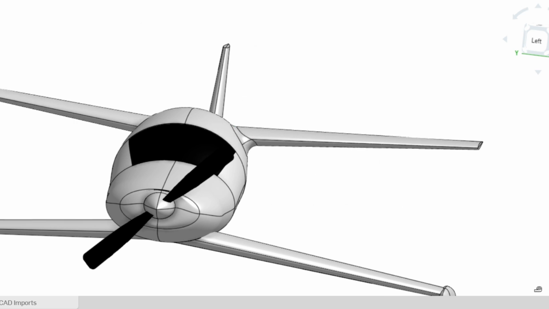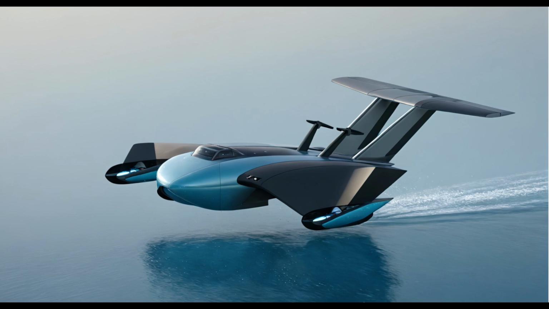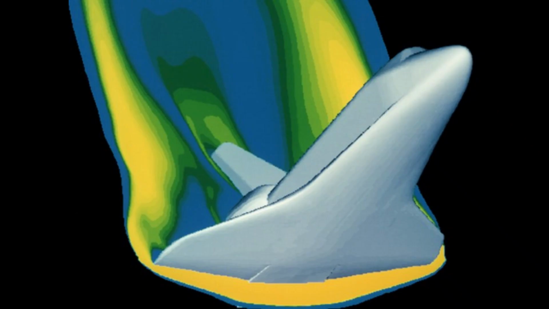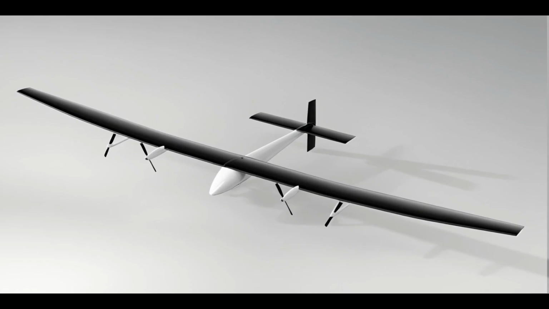It is important to note that while conceptual CAD models are great to visualize your design, a lot of analyses of the aerodynamics, structure, propulsion, etc., need to be performed so that your design flies the way you want. So once you have your design, you should also analyze it.